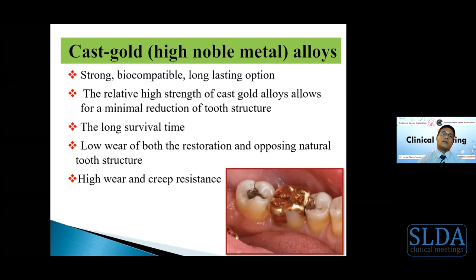Cast gold is strong, therefore it requires minimal reduction of tooth structure. They show high wear resistance and they have long survival time, and they cause less wear of opposing natural tooth structure. Talking about the composition, cast gold has more than 60% of gold in addition to platinum, palladium, and silver. It is always good to have more gold content, because the higher the gold content, the greater the corrosion resistance.